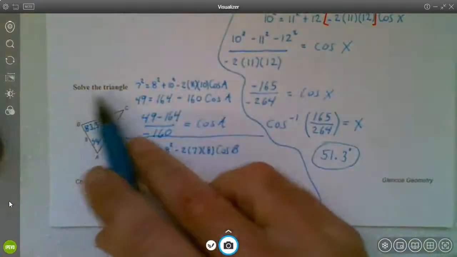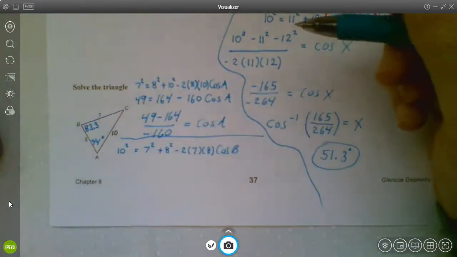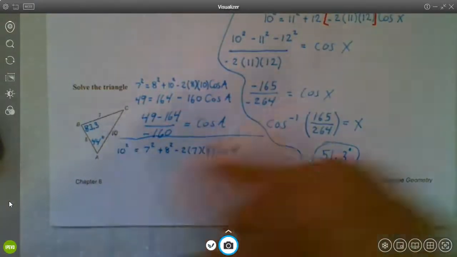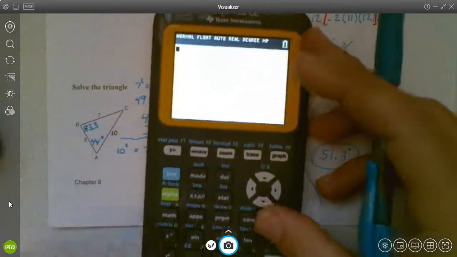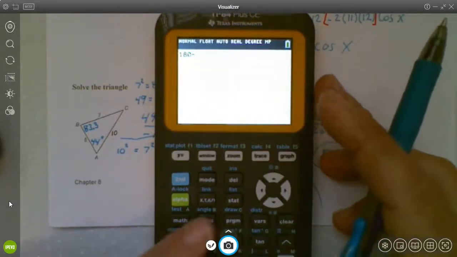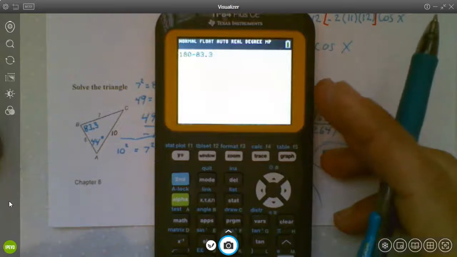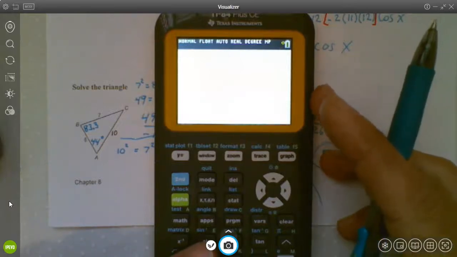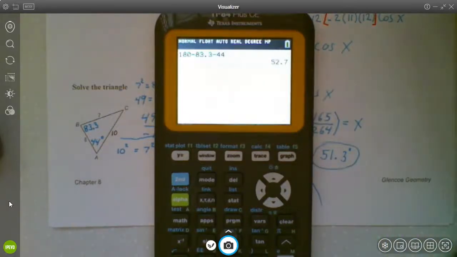Remember, when they say solve the triangle, they do want you to find everything that's missing. So in this case, I got one more angle to find, but once you know two of the angles, all I got to do is subtract them from 180 to get my third one. So our third missing angle would be 52.7 degrees.